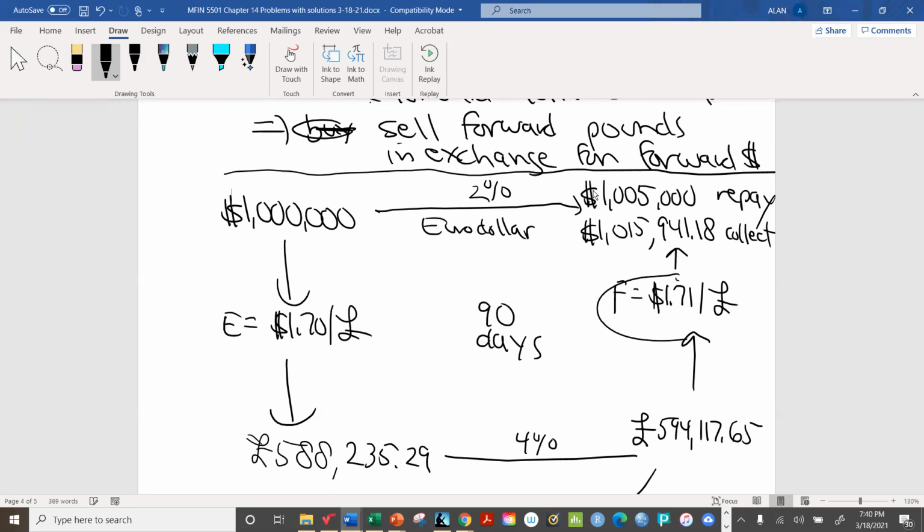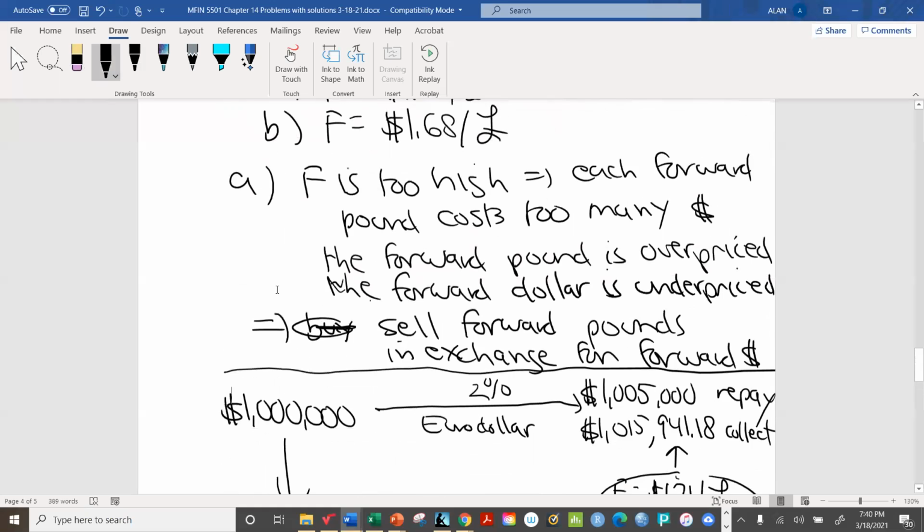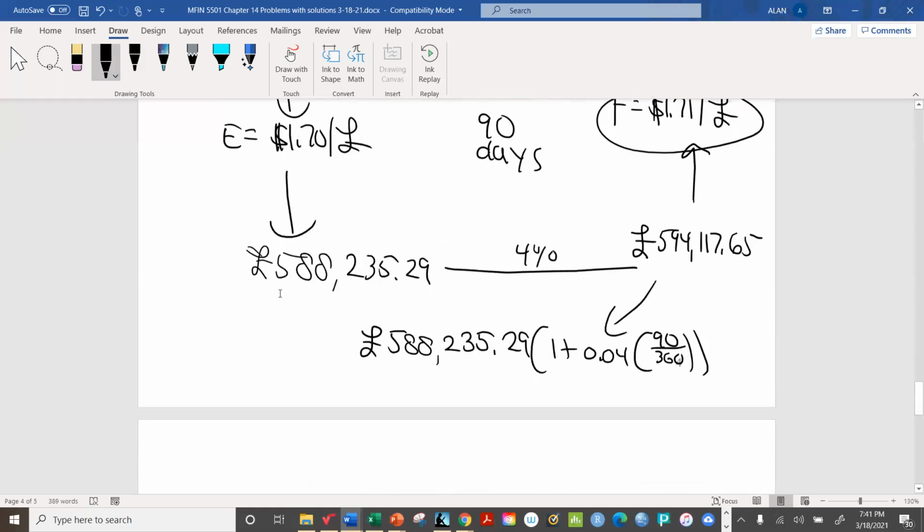So the key to the whole thing is right here. We were able to sell these pounds for too many dollars because the forward exchange rate is simply too high to be consistent with these other variables.